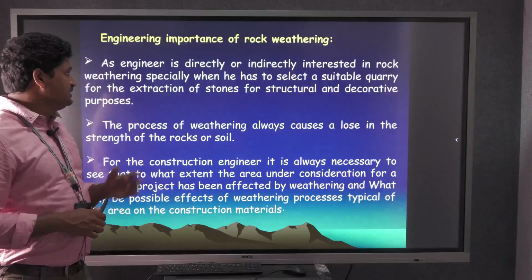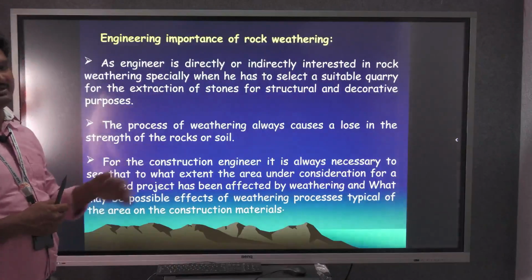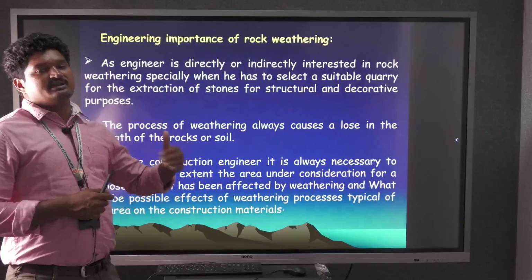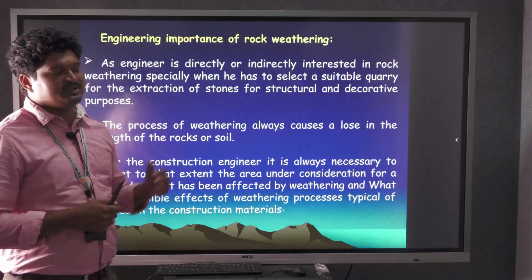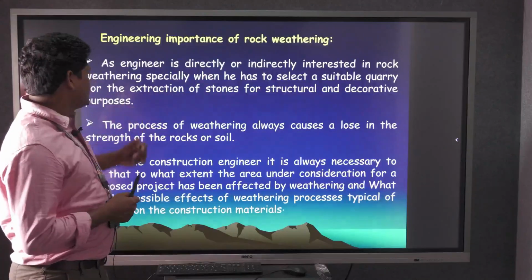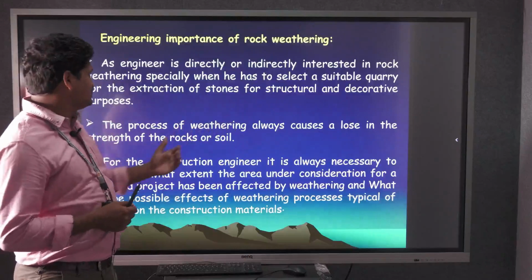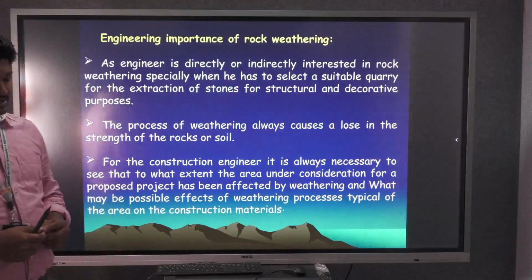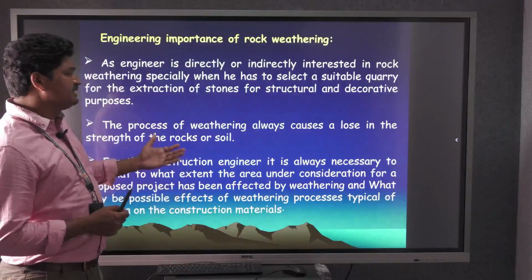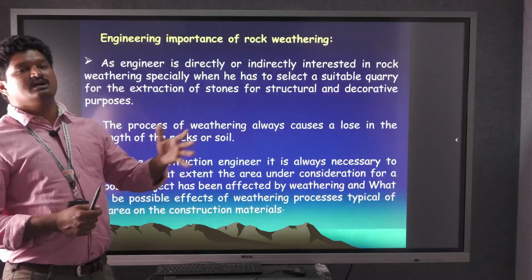From the weathering point of view, as an engineer you are directly or indirectly involved with the surface area. In that context, for example in construction material, whether a quarry is suitable for extraction of stones for structural and decorative purposes. Weathering weakens the strength of rocks or materials, so we need to know whether the rock or mineral is weathered or not.